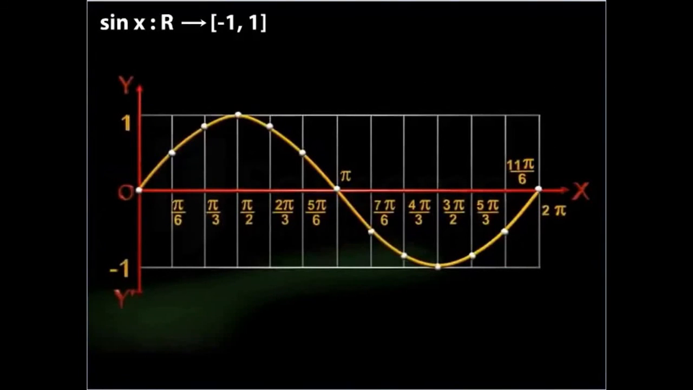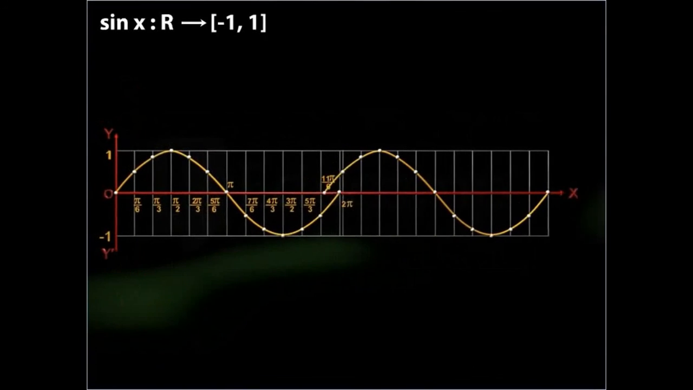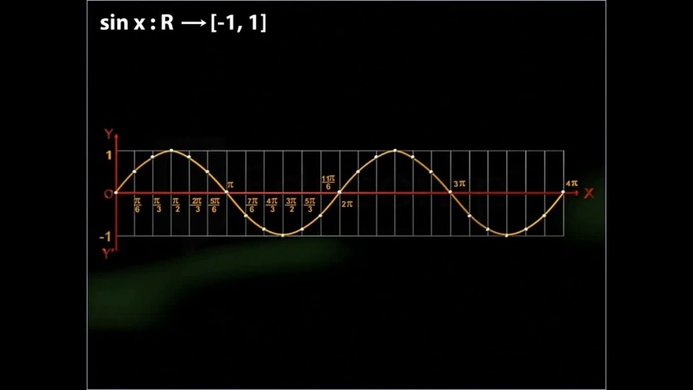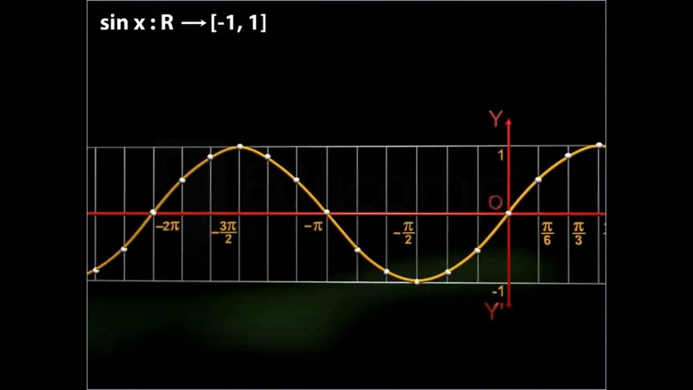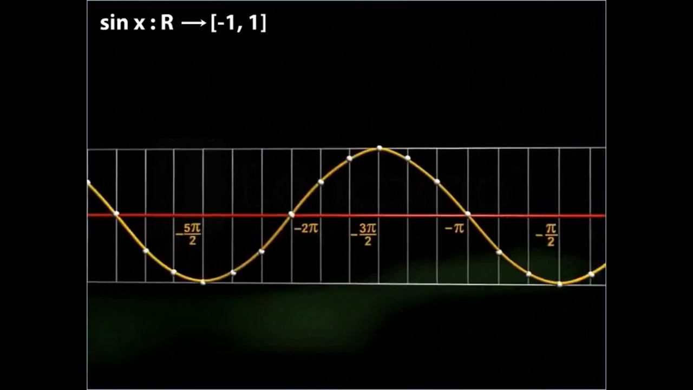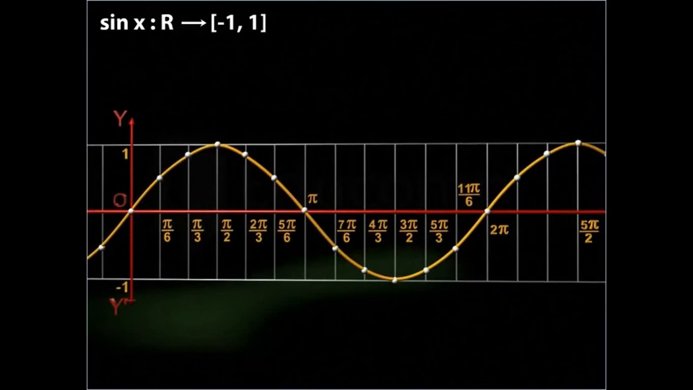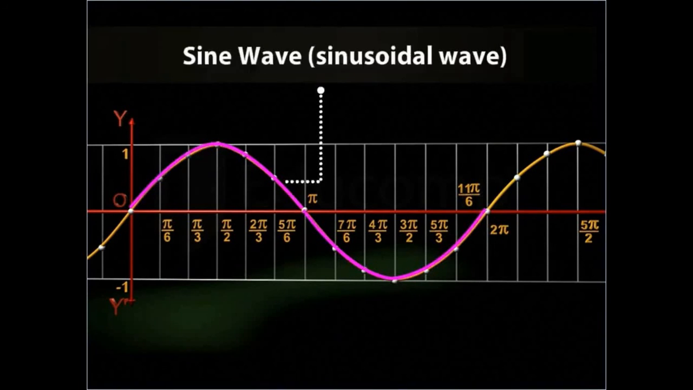Since the sine function is a periodic function with a period of 2 pi, the graph of sine x repeats after an interval of 2 pi. The graph extends infinitely in both the directions, repeating its pattern infinitely. The graph of sine function is called a sine wave or sinusoidal wave.